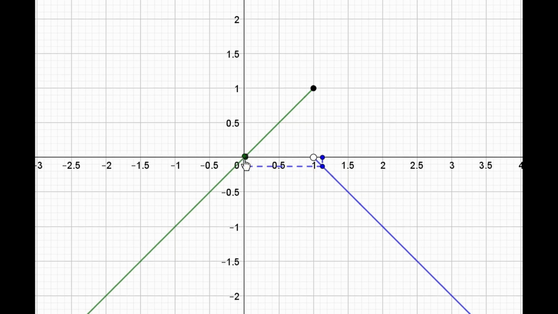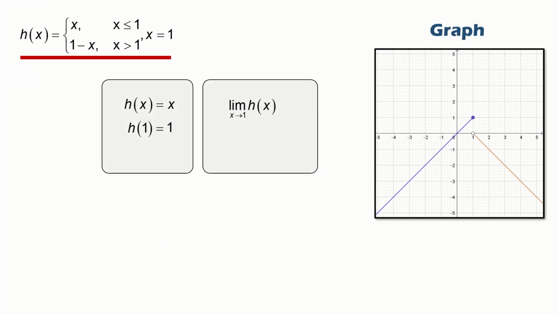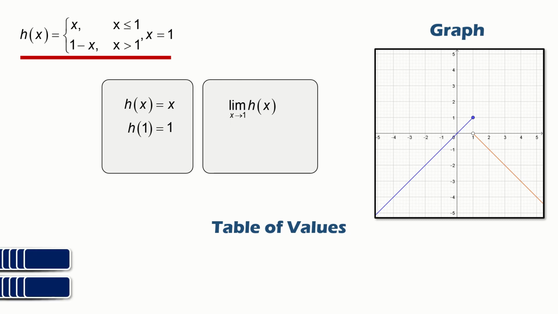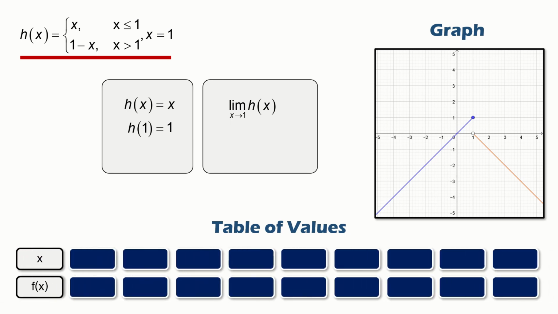In this example, the function is approaching different numbers from the left and right side. In this case, if a function is approaching different numbers, the limit does not exist. Let's see if you have a similar result if you use a table of values. Set up your table of values. We are observing the function when x is moving closer to 1.